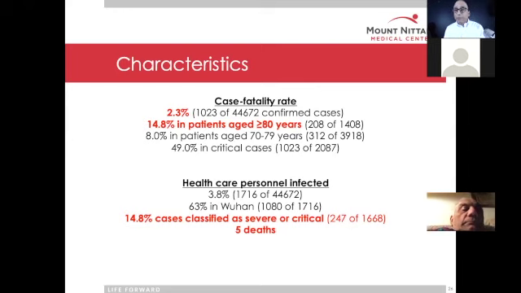Several of our community are those who are above the age of 80, and several of them are otherwise well. You see the other details up there. The next important thing is, among healthcare personnel, doctors, nurses, and so on, you see about 14.8% of cases were classified as severe or critical, probably because of the load of virus that these people received. And there were about 5 deaths in that group.